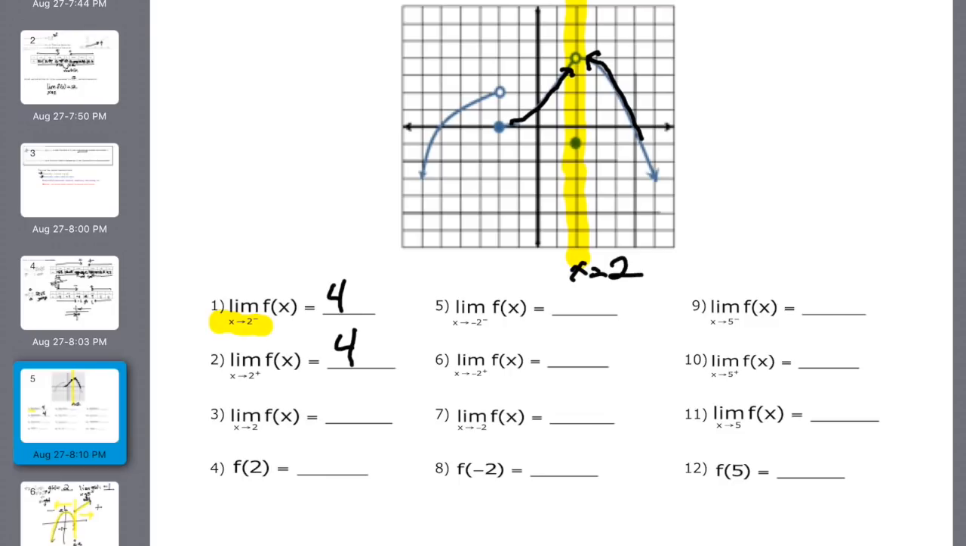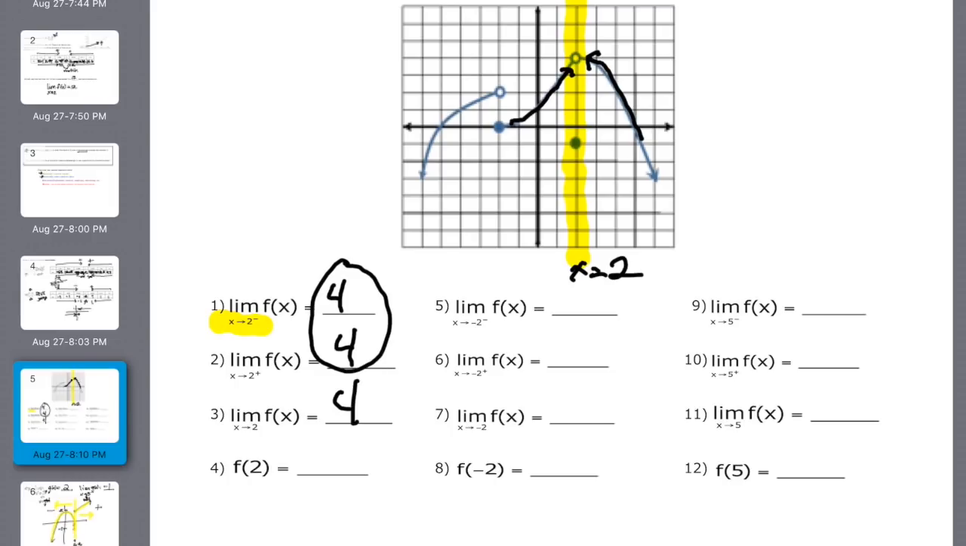The next one, number 3, says x approaches 2 without direction. And what that means is that I have to come from both directions, the left, the negative side, and the right, the positive side. And both of those have to approach the same thing. But because both of these were equal to 4, I know that my limit without direction should also equal 4.